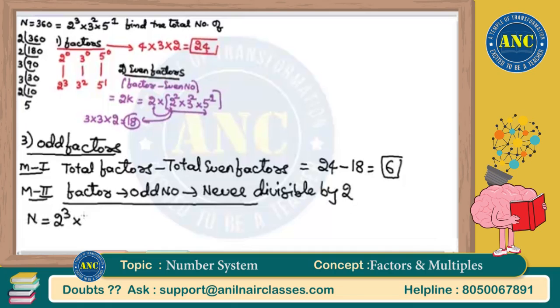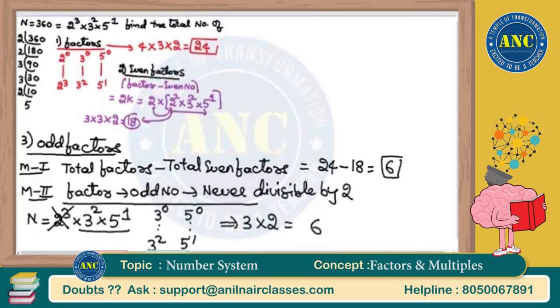So the number is 2 cube into 3 square into 5 power 1, which is never divisible by 2. Eliminate 2. How many cases will I get here? 3 power 0 to 3 power 2, 5 power 0 to 5 power 1. For 3 power 0 to 2, 3 cases; for 5, 2 cases. 3 twos are 6. I hope the idea is clear.